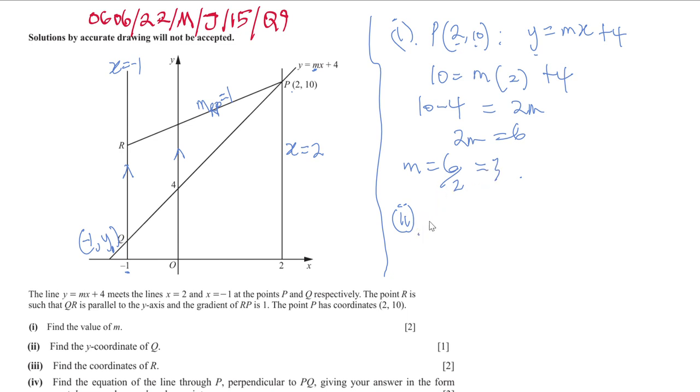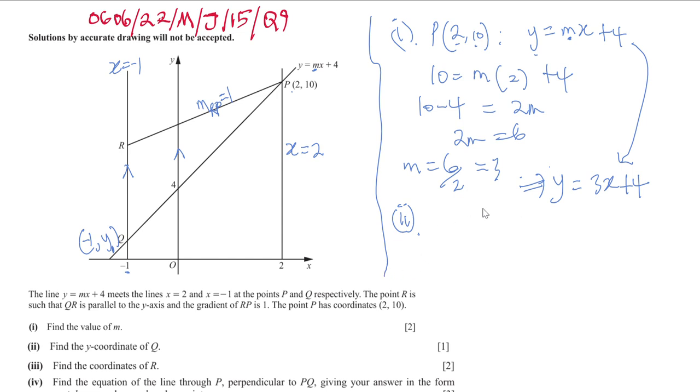Again, we see that, okay, from question number I, the general equation y equals mx plus 4 is now going to be y equals 3x plus 4. Now the value of m is 3, so substitute 3 for m, you get this.